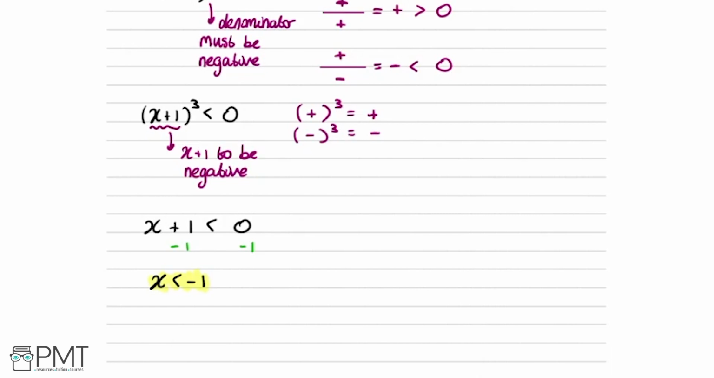So this question was quite a lot of work. However, it's only a 1 mark question. So looking at where we'll get the marks, you just get the 1 single mark for getting x is less than minus 1.